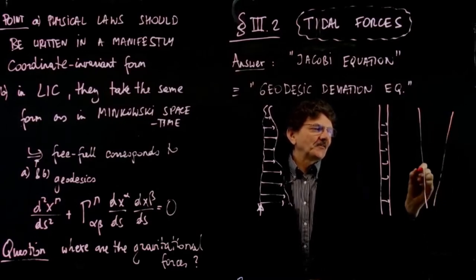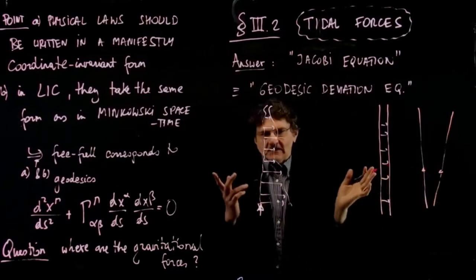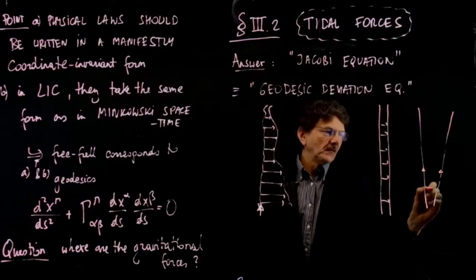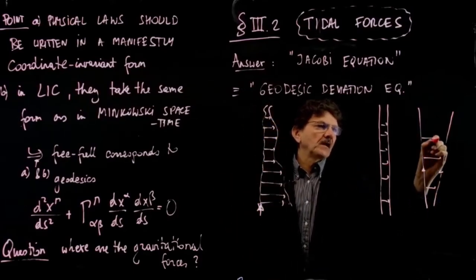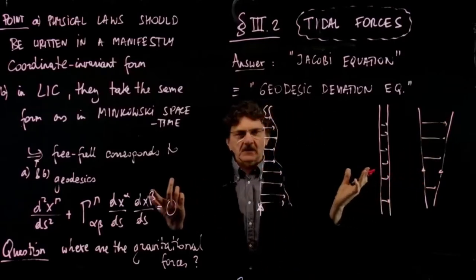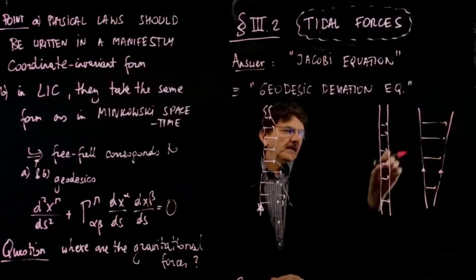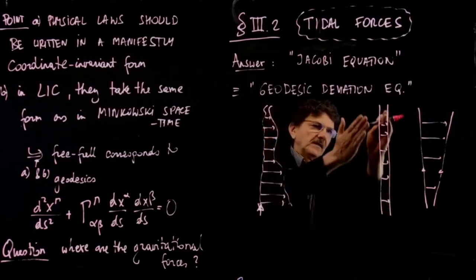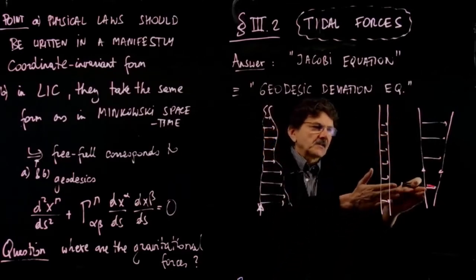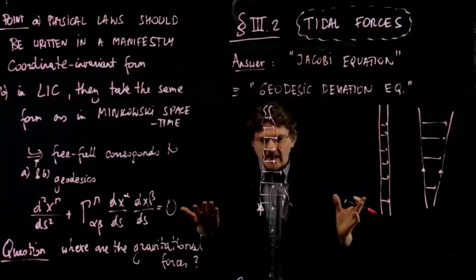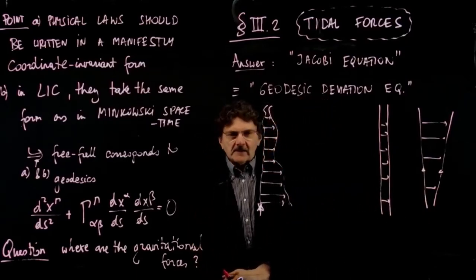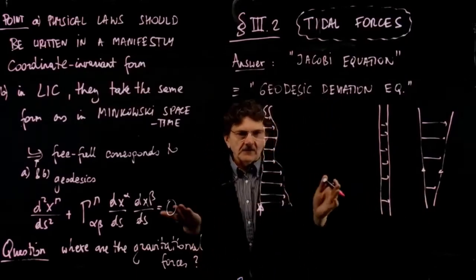So if you have two which don't start parallel, so still straight lines, right? Then you will see the one moving with respect to another, of course, but with constant velocity, right? So no acceleration. So in Minkowski spacetime, two nearby geodesics, distance either constant or grows linearly, and relative acceleration is zero.